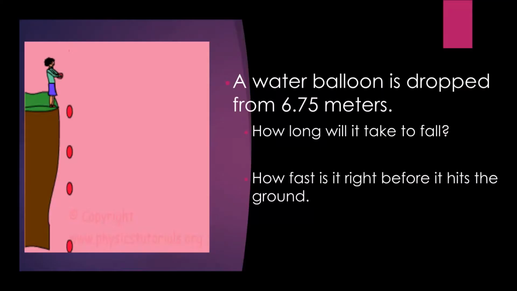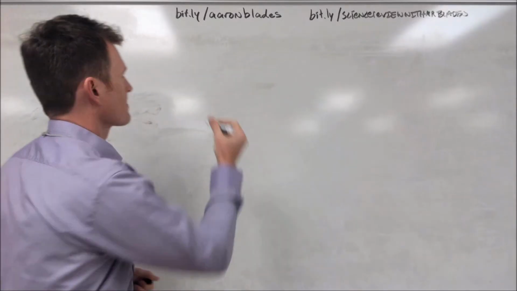Let's get started. A water balloon is dropped from 6.75 meters. How long will it take to fall? And how fast is it going right before it hits the ground? Let's work this out together.